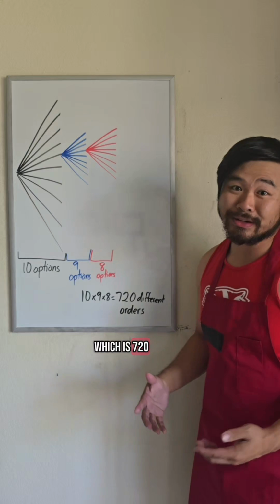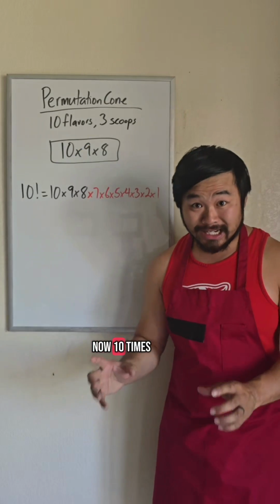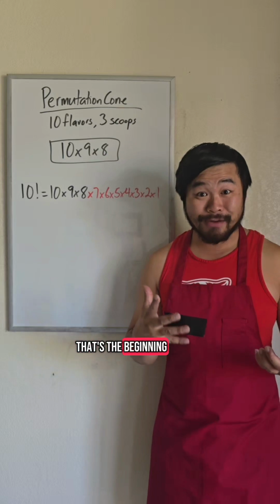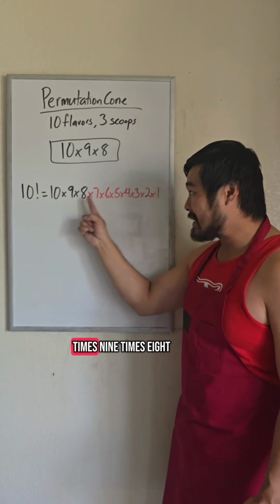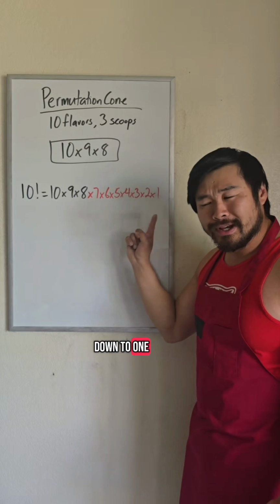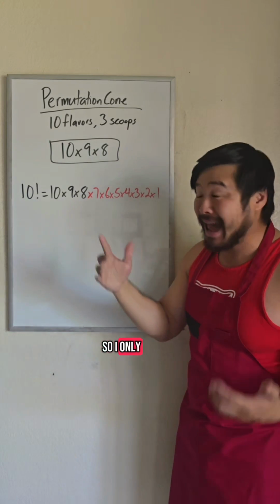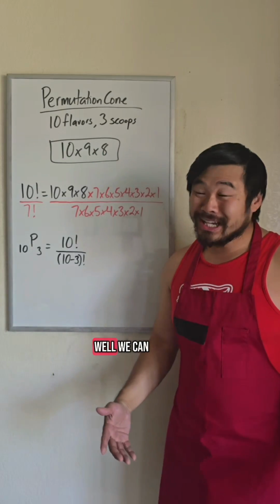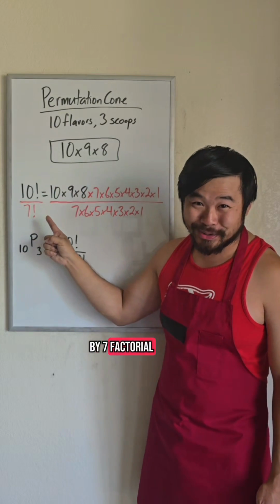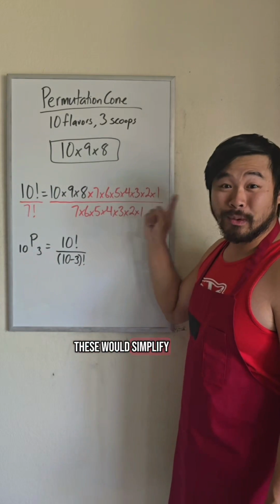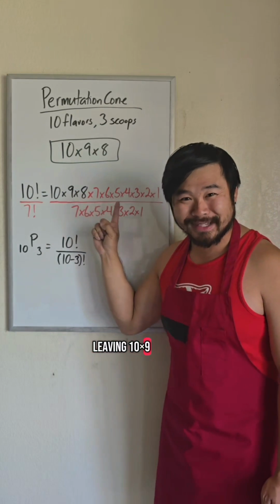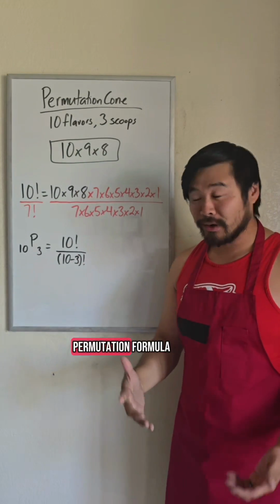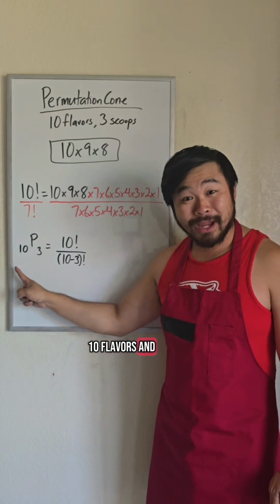which is 720 different orders. Now 10 times 9 times 8, that's the beginning of 10 factorial, which is 10 times 9 times 8 all the way down to 1. So how do I write this so I only have 10 times 9 times 8 and not the rest of this? Well, we could divide 10 factorial by 7 factorial, because all of these would simplify to 1, leaving 10 times 9 times 8.